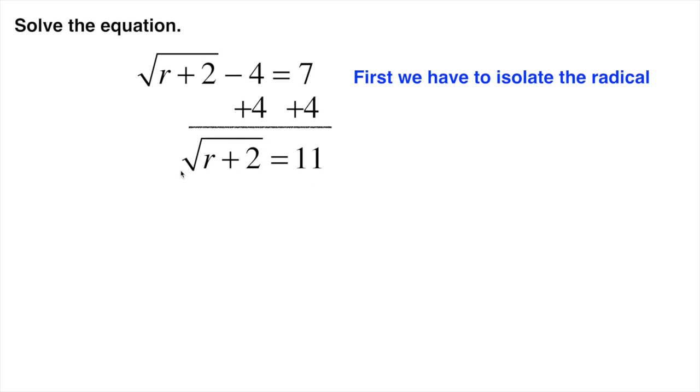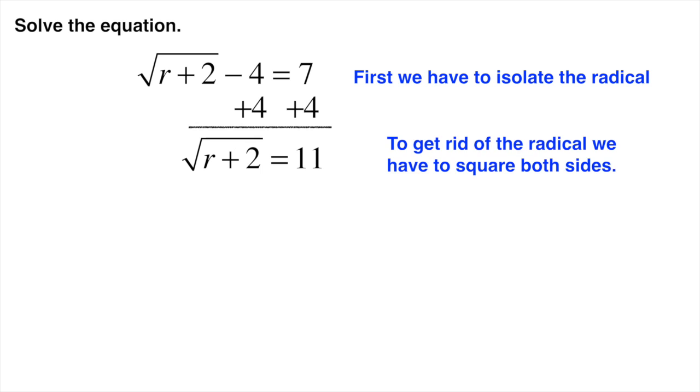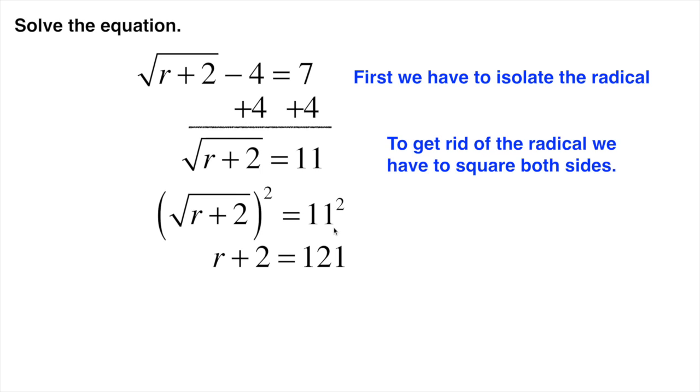So now what I have to do is to get rid of it. In order to get rid of a square root, what we have to do is to square both sides. Remember, what we do to one side of the equation, we have to do to the other side. So we've squared both sides here. This square root symbol and this squared will cancel each other out. So that leaves me with just r plus 2. And on the other side, I've got 121, because 11 squared is 121.